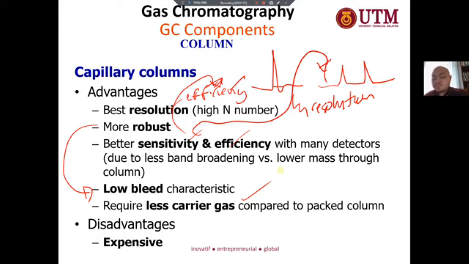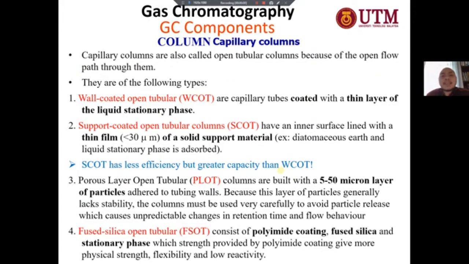Here is the description of the types of column. Based on the capillary column, not the packed column, we have the wall coated, solid coated, porous layer open tubular column, and fused silica open tubular column. Basically, this is supposed to be the first one, the second one is the wall coated, the third one is the solid coated, and the last one is the fused silica open tubular column. Never mind about that.